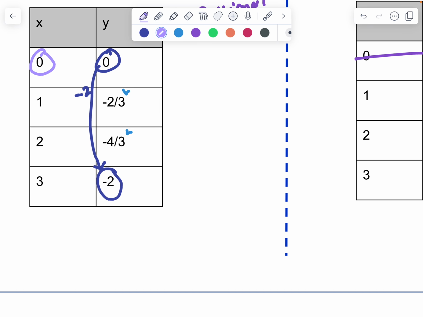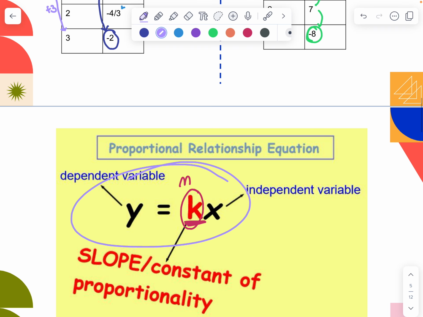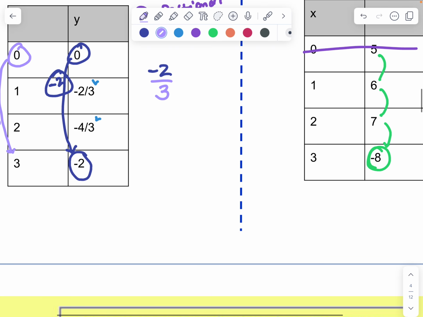And I'm going to match it on the X's. Here's my run. My run is +3. My change in Y, my rise is -2. So there's my slope. And going back to this slide, if I want to use that in the equation, the only thing I have to do is replace the K with -2/3.